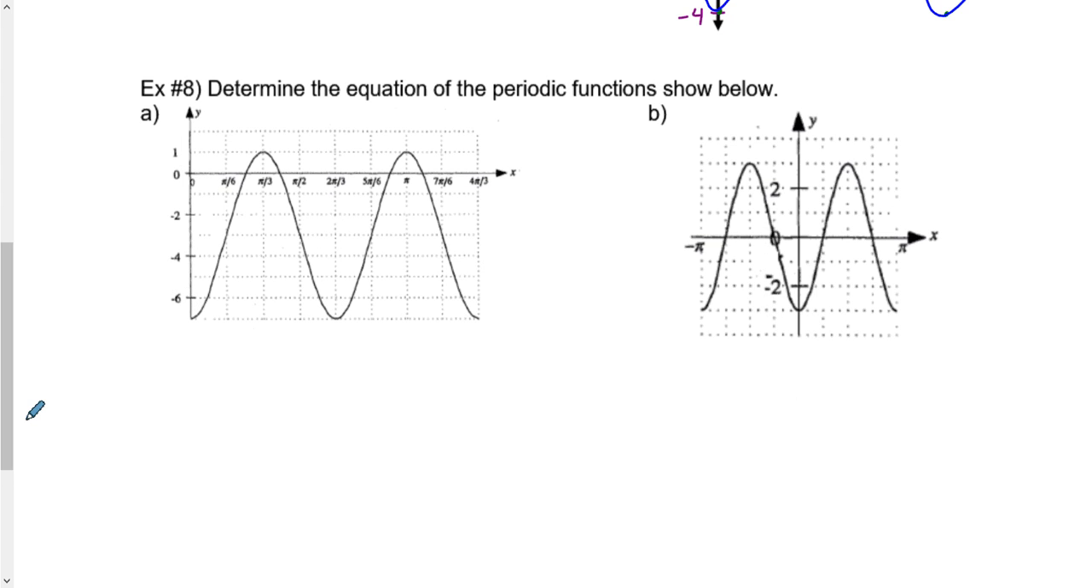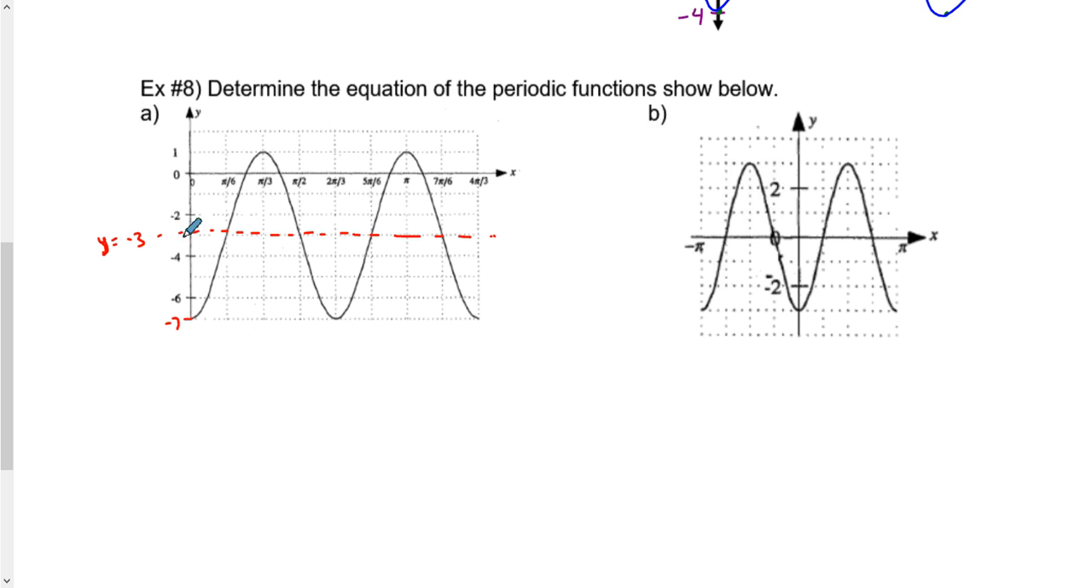All right, these ones. We're going to have to do some work. What I usually do is when I want to find out an equation, I always try and identify what my midline is first. My midline, see, its lowest point here is -7. Its highest point is 1. Halfway in between is -3. Y equals -3.